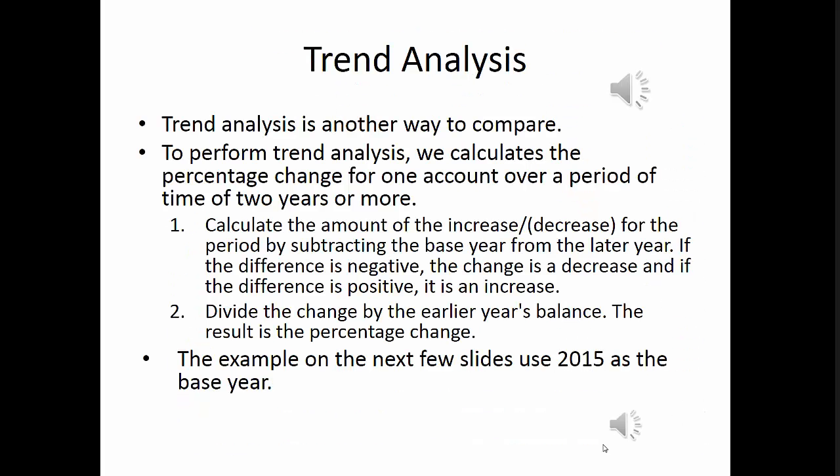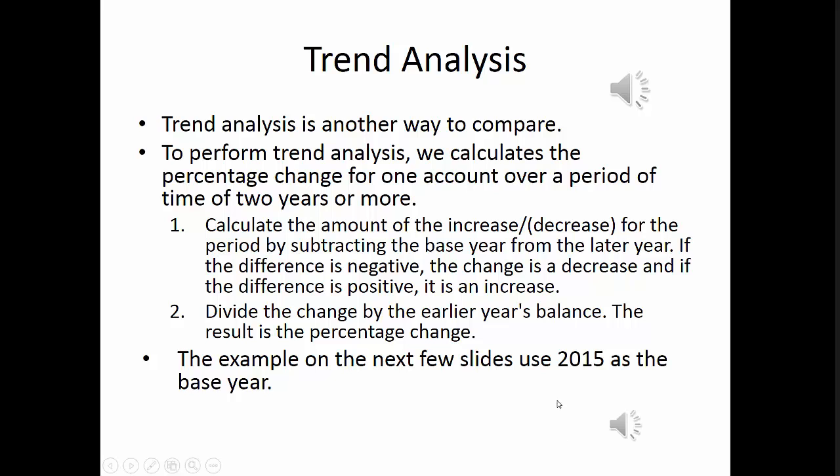Another part of the comparative analysis is the trend analysis. To perform the trend analysis, we calculate the percentage change of an account over a period of 2 years or more. So first, we calculate the amount of the increase or decrease for the period by subtracting the base year from the later year. If the difference is negative, the change is a decrease, and if the difference is positive, then it is an increase. And then we divide this change by the earlier year, or say the base year's balance. The result is the percentage change.